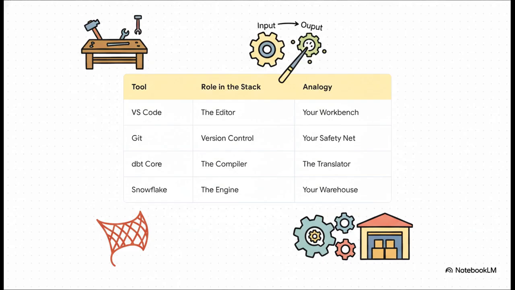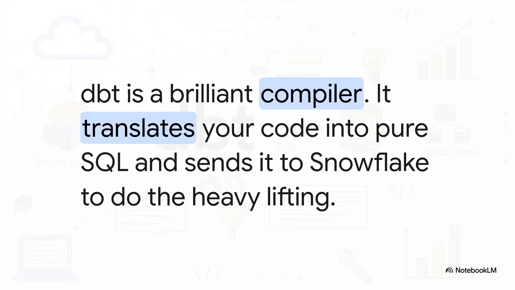And DBT? DBT is the magic in the middle. It's the translator. And honestly, this might be the single most crucial point for anyone just starting out with DBT. DBT itself doesn't execute your queries. It doesn't store your data. It is a brilliant compiler. It takes the code you write in VS Code, with all the powerful Jinja and macros, translates it into the pure, optimized SQL that Snowflake understands perfectly, and then just hands it over to Snowflake to do all the heavy lifting.